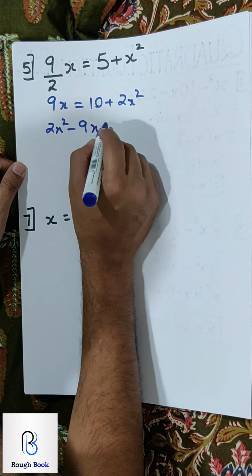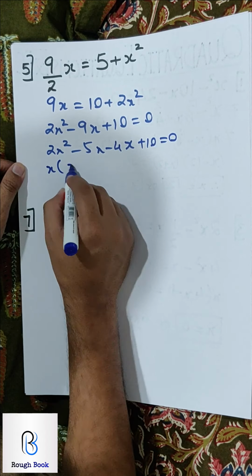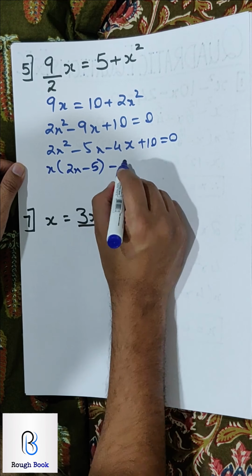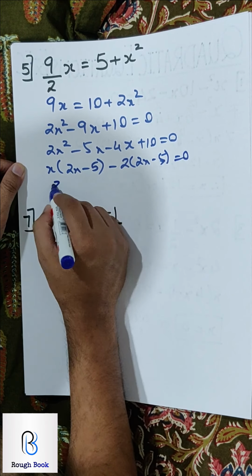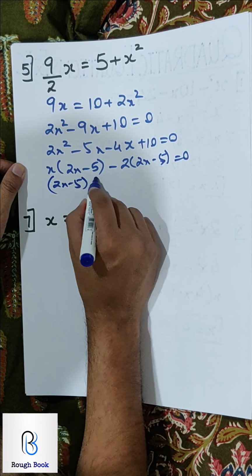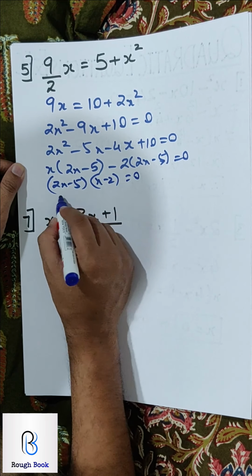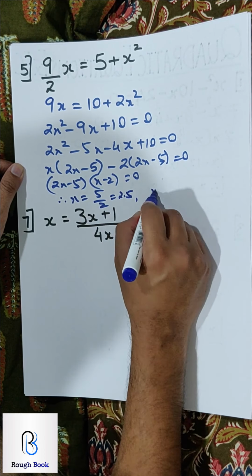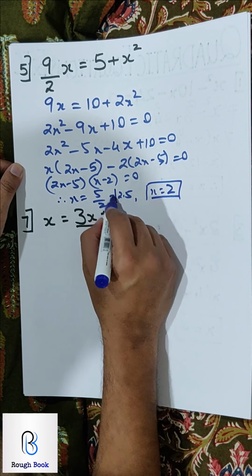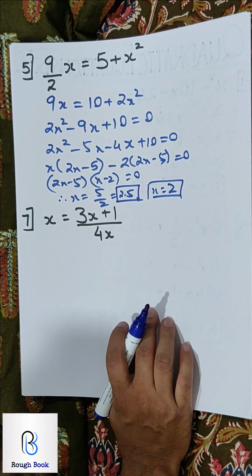So 20 for 9, correct. Minus 5 and minus 4. How many got this? Superb. So I will get x common, 2x minus 5. Minus 2 common, 2x minus 5. So what will I get? 2x minus 5, x minus 2, 0. So therefore my x becomes 5 by 2 or 2.5, or x becomes 2. So two answers you managed to get. Yeah, are you with me till here?